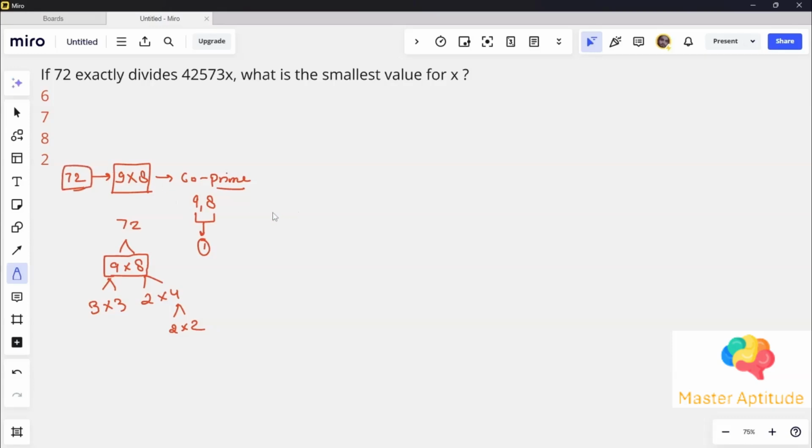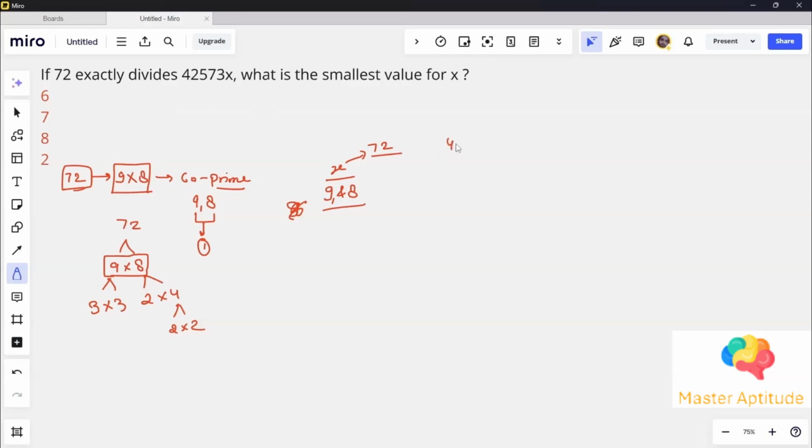Now let me tell you again. If a number, let's suppose this is a number x, is divisible by 9 and 8 both, listen carefully, not either 9 or 8, if a number x is divided by both 9 and 8, it means this number will be exactly divisible by 72 also. Now let's try to apply this concept on this number.